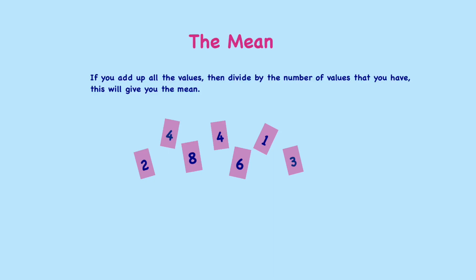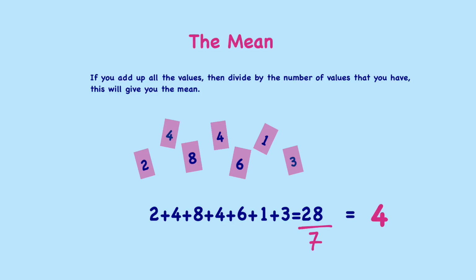So let's add them all up. So 2 plus 4 plus 8 plus 4 plus 6 plus 1 plus 3 gives us 28. So then the next bit is you have to divide by the number of values. So we have 1, 2, 3, 4, 5, 6, 7 values. So we divide by 7. And that will give me an answer of 4. So the mean is 4.